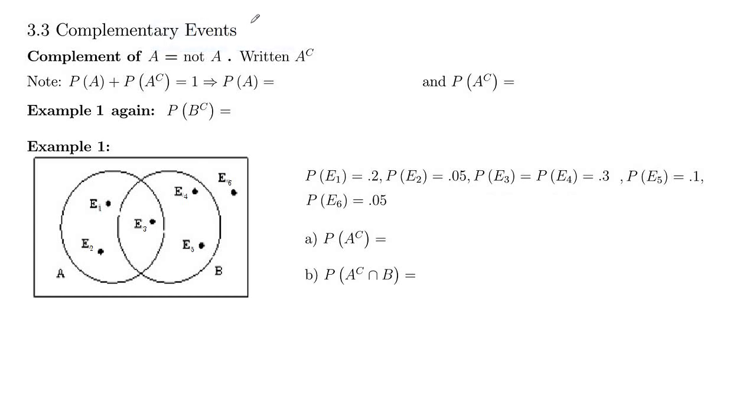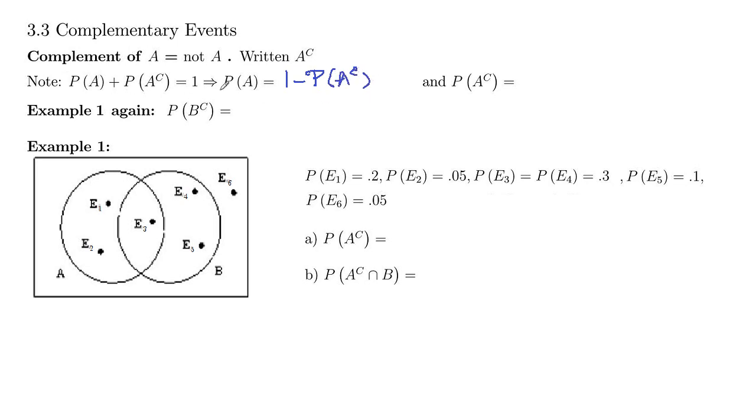Next, we want to consider something called a complement rule or complementary events. So the complement of A is the event not A. We'll write that with a superscripted C above there. And then notice that the probability of an event plus the probability of its complement has to equal 1. So that means that if we brought the probability of a complement over here, that probability of A is 1 minus the probability of a complement.